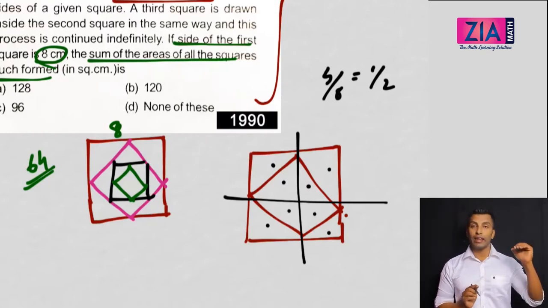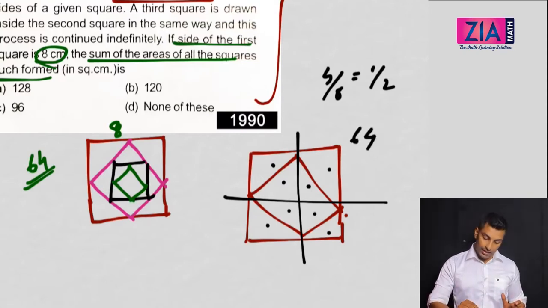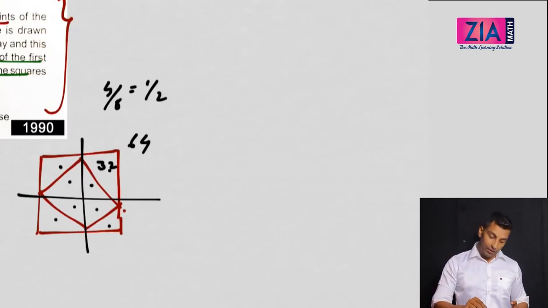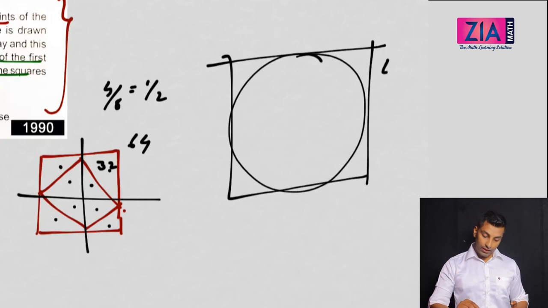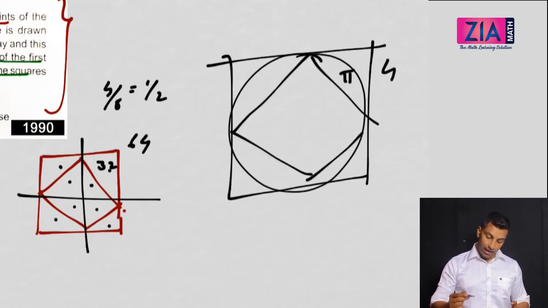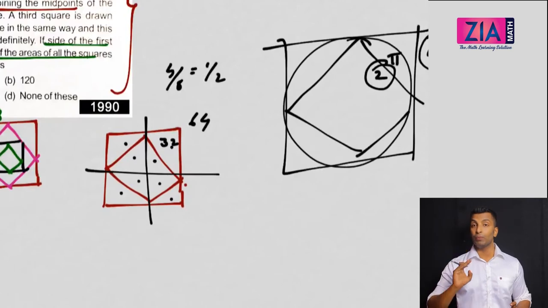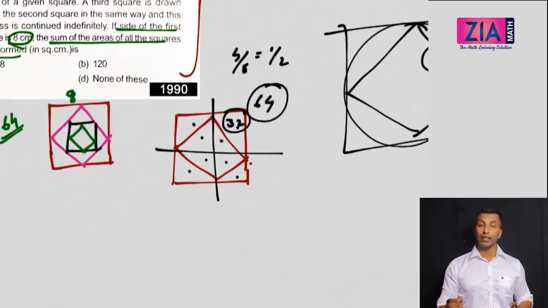So if the outer area is given as 64, the second square has to be 32. Or if you remember from one of the other discussions, you have a square and you have a circle. If this is 4, this is pi, and if there is another square, this has to be 2. So from this also you can understand 4, 2, that means 1 is to 2. So here the ratio is 64 and 32.